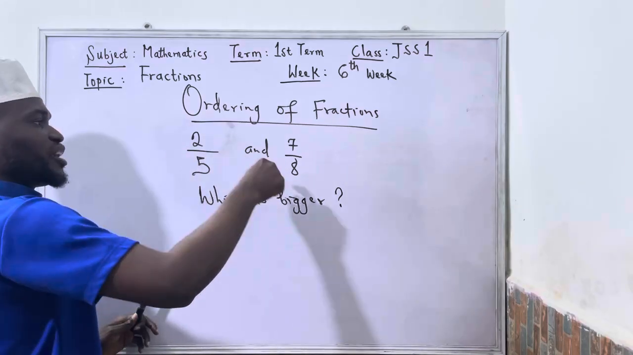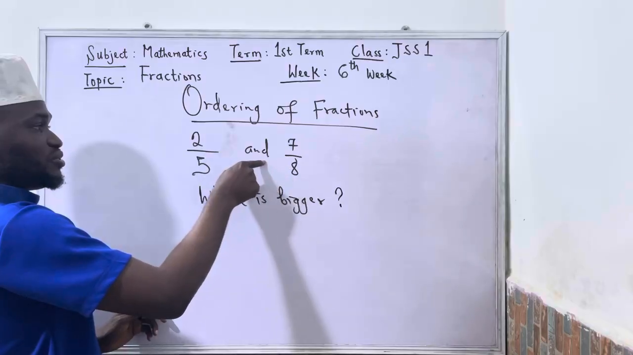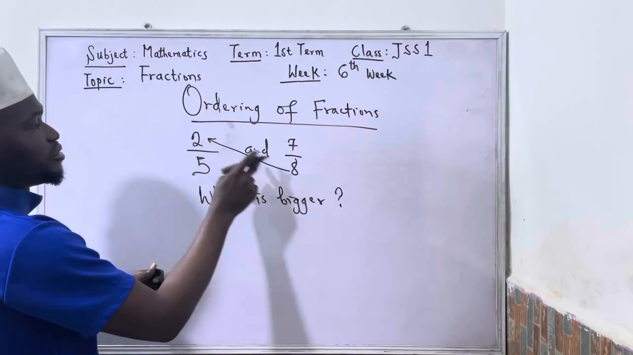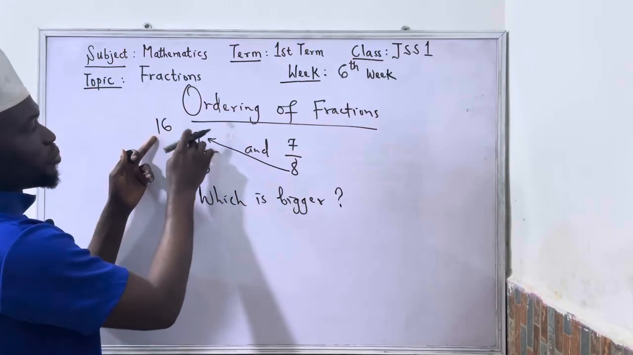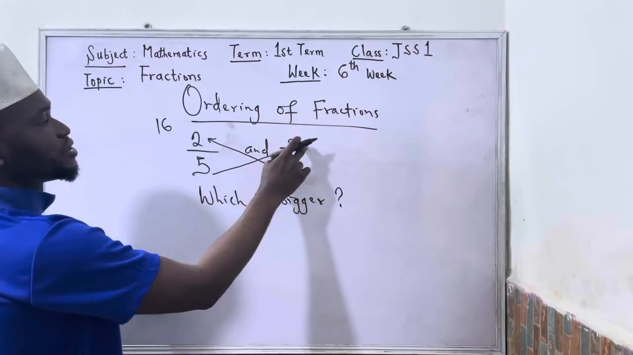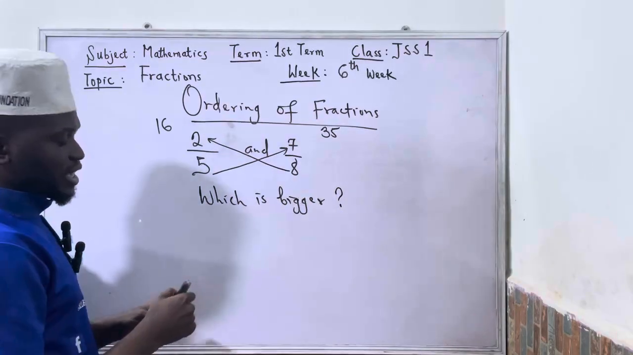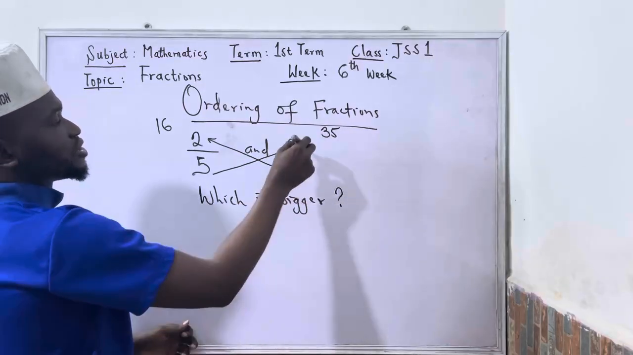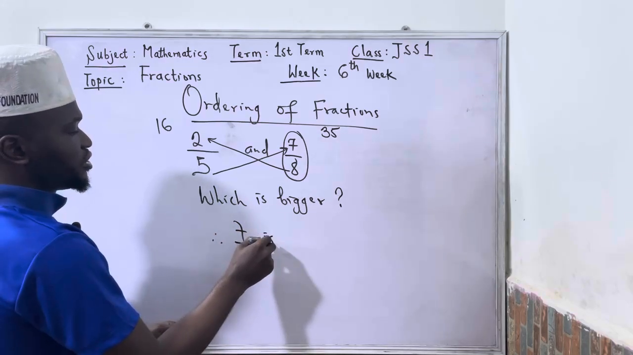So if you want to compare between this and this, what you just need to do is multiply the denominator of this with the numerator of this. So this will be 8 times 2. 8 times 2 will give you what? That is 16. You have 16 upon this. Then you can multiply this and this. 5 times 7, that will give you 35. So we have 35 on top of this. Now, where do we have 35? 35 is corresponding to this. So that means this fraction is bigger. Therefore, 7/8 is bigger.